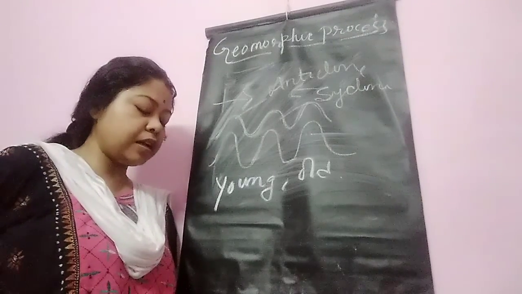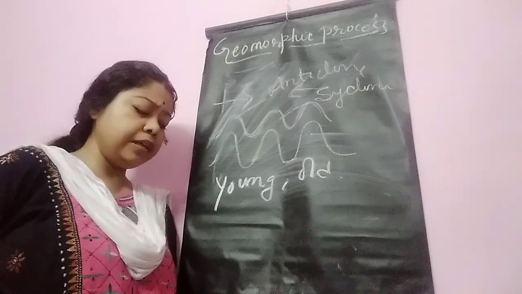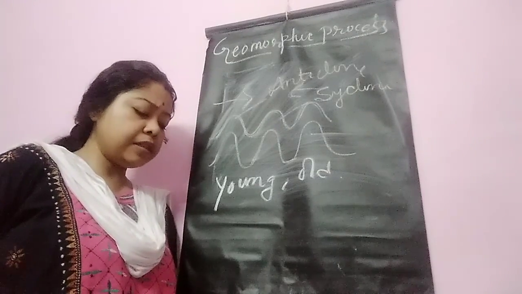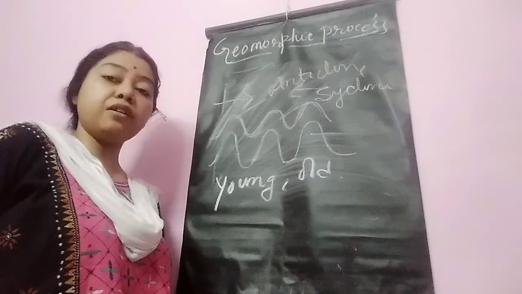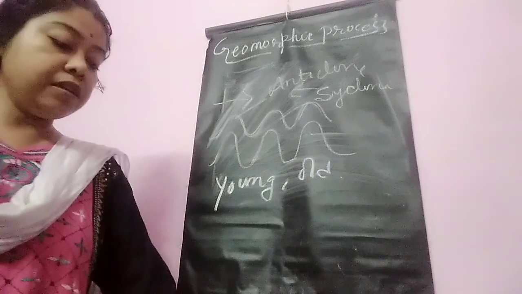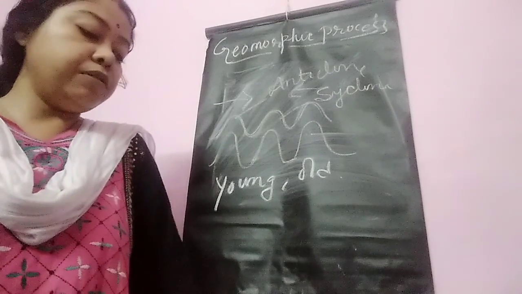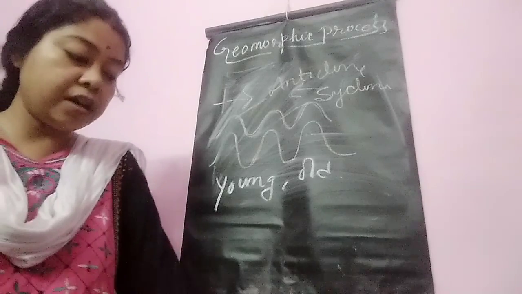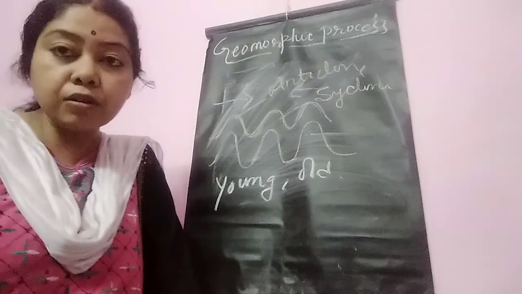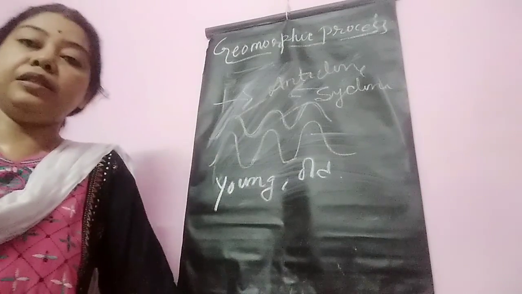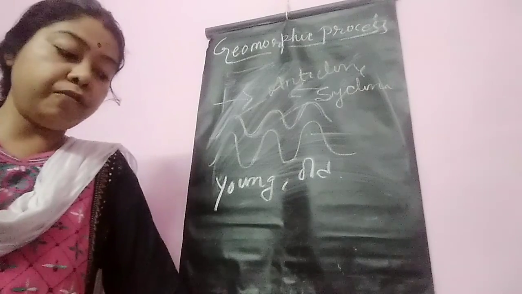Young fold mountains were formed about 10 to 25 million years ago. These mountains are the loftiest mountains. They have an average height of 3000 meters from the sea level. Examples of young fold mountains are the Himalayas of Asia, Alps of Europe, Rockies. The Himalaya is a young fold mountain. The height of the mountain is still rising, so Himalaya is the earthquake prone zone of the earth.